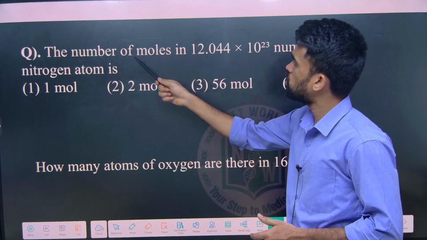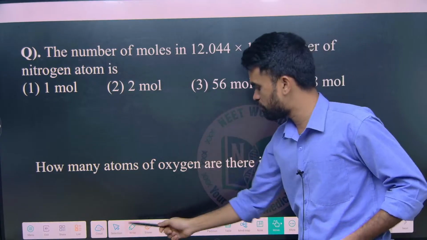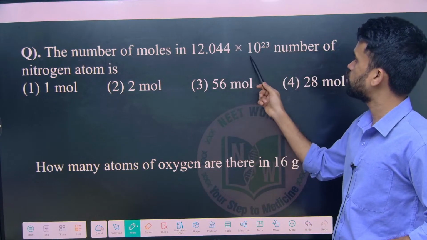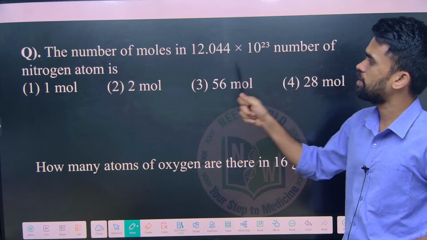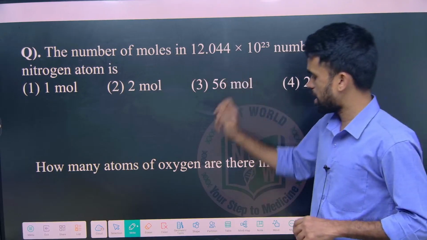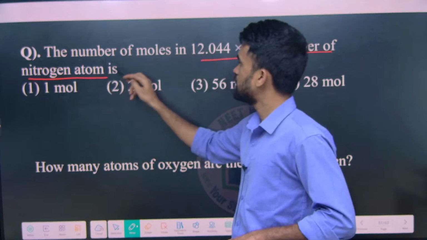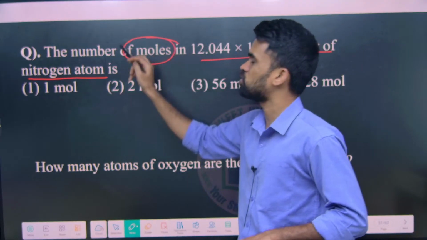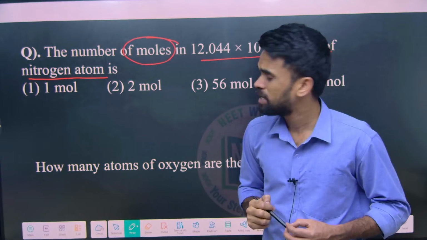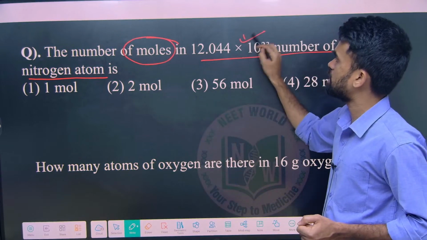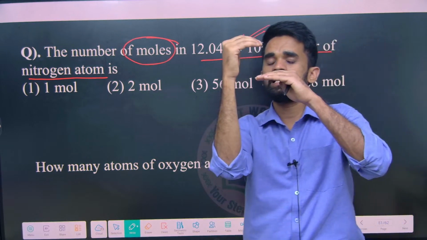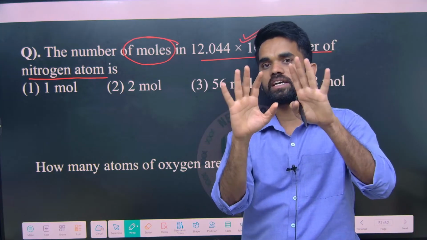Number of moles in 12.044 into 10 power 23 nitrogen atoms. See, this many nitrogen atoms they have mentioned, and they are asking the number of moles of those nitrogen atoms. How simple can it be? Given number of particles divided by Avogadro number gives you the answer.